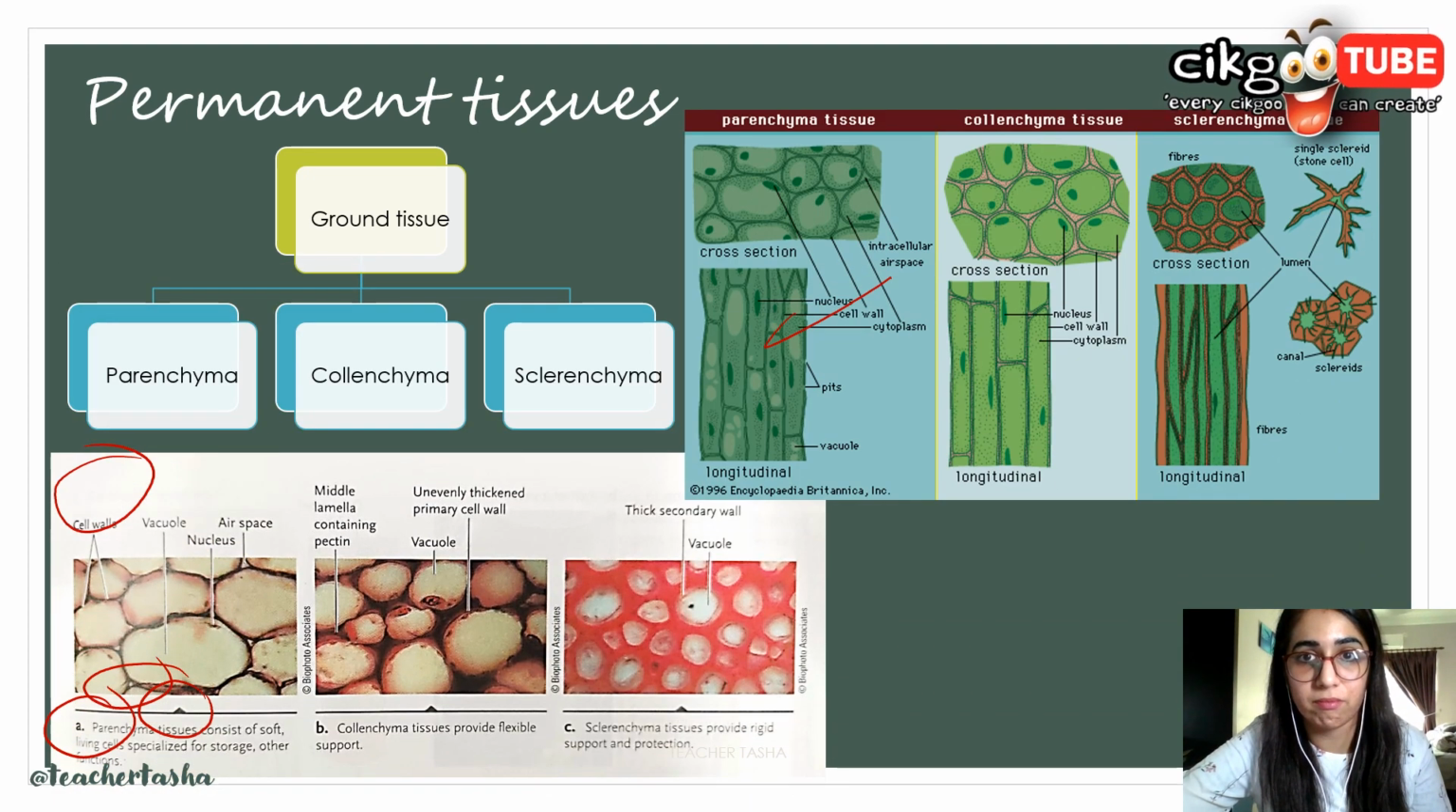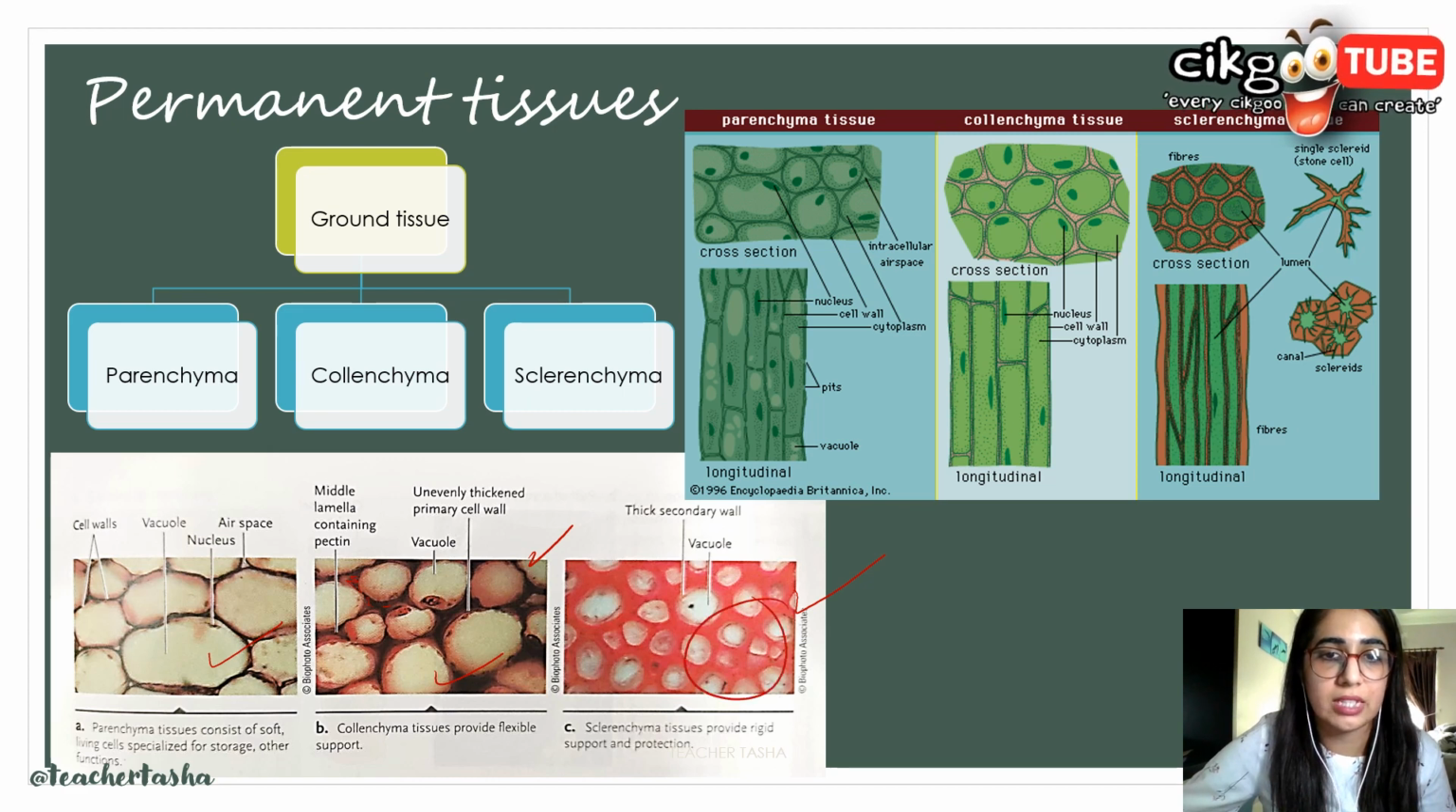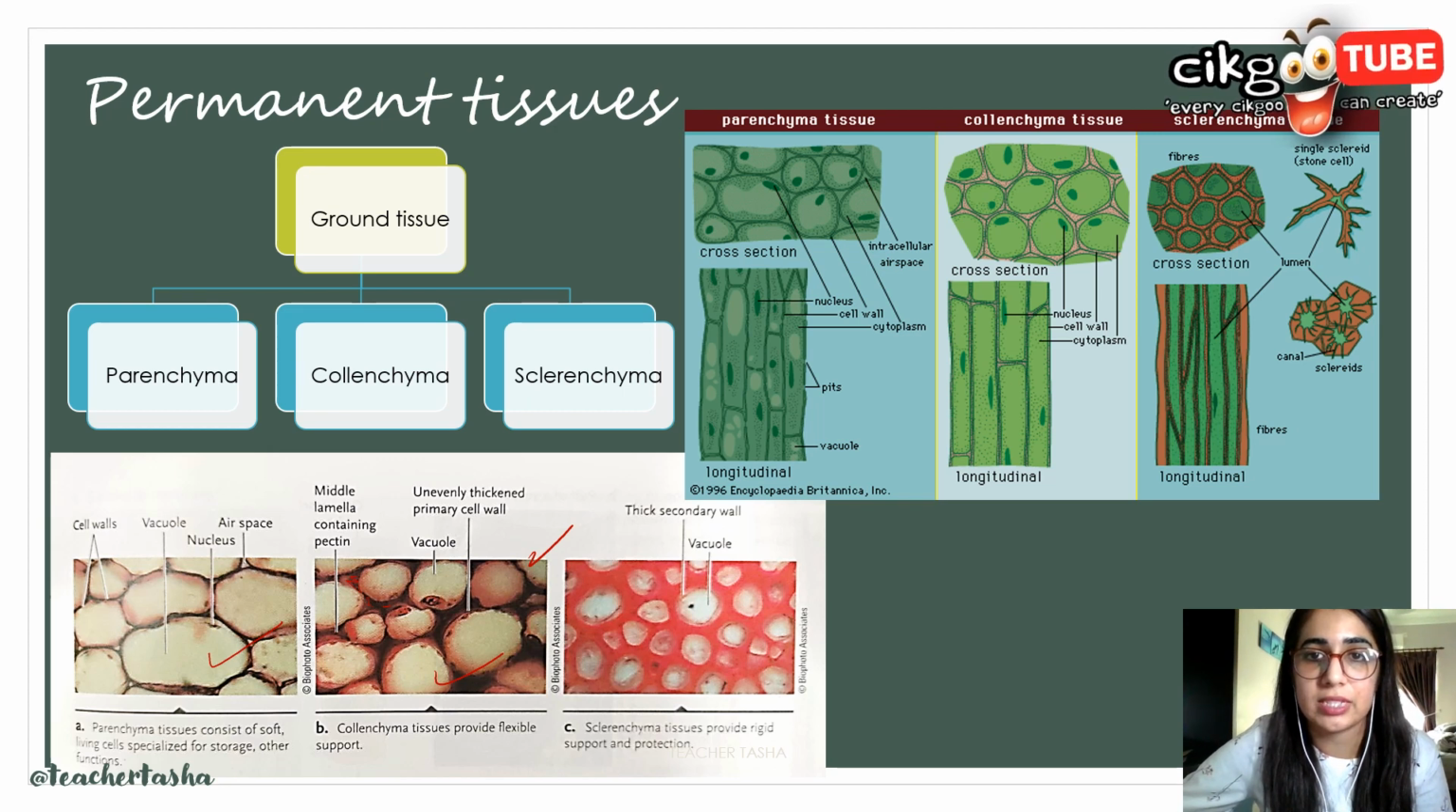Now if you look at the differences in this picture, parenchyma cells are bigger. Collenchyma has unevenly thickened cell walls. And this is sclerenchyma, where everything is evenly thickened. Very strong. Even in this picture you can see the difference in the cross section: parenchyma, collenchyma, and sclerenchyma. The sclerenchyma also has sclereids, which provide strength to the plant.